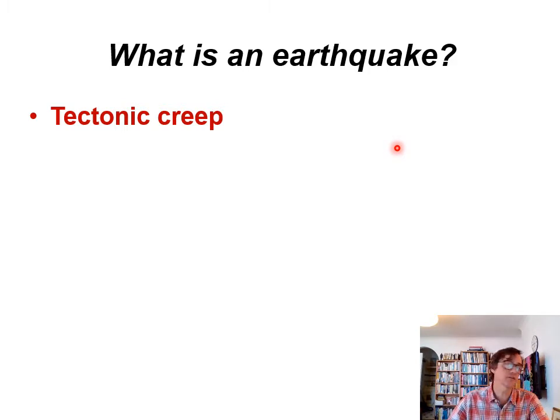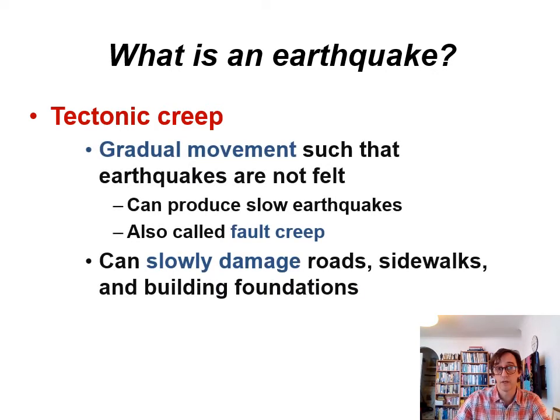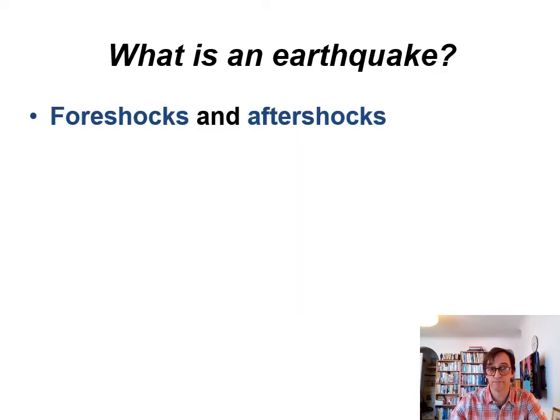Sometimes earthquakes don't occur just in one big hit. Sometimes you can have gradual movement, just a small amount of movement along a fault line, and then it's called tectonic creep or fault creep. So there's gradual movement, such that earthquakes are not felt, can produce slow earthquakes, and this is also called fault creep. They can slowly damage roads. You can get cracks along roads. You can see the evidence of them on the surface in structures, sidewalks, paths, and building foundations.